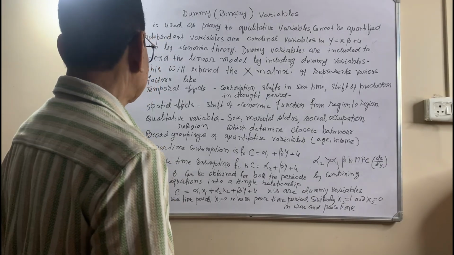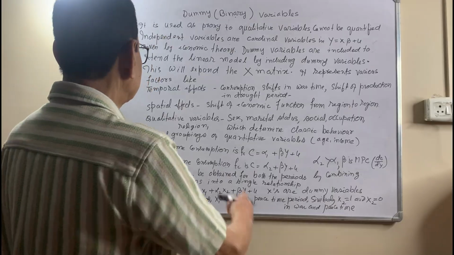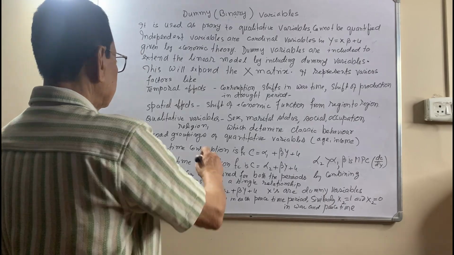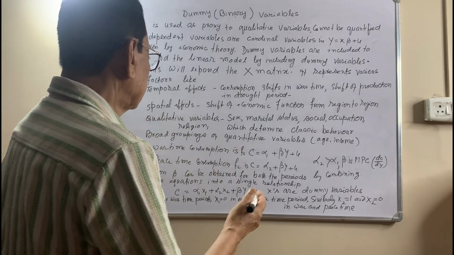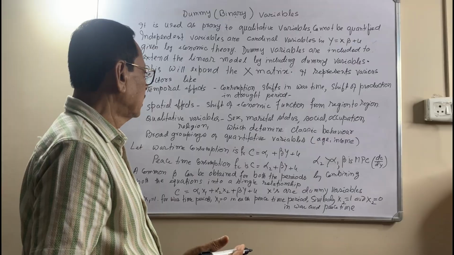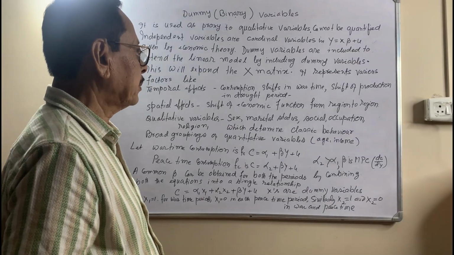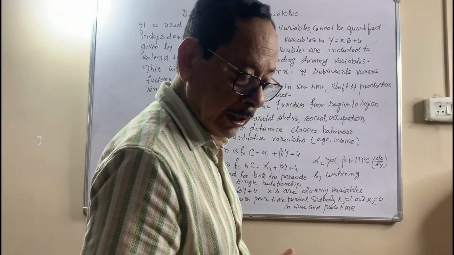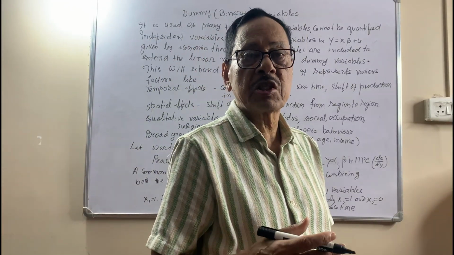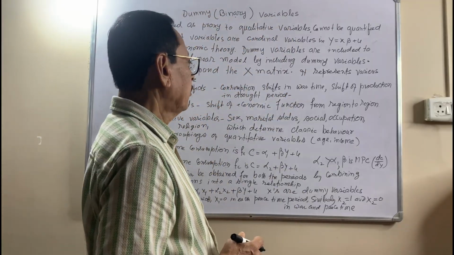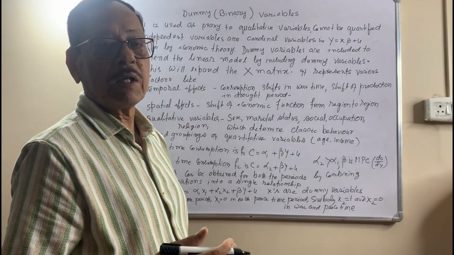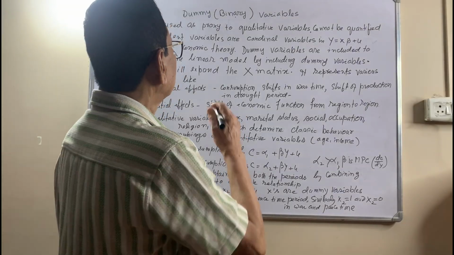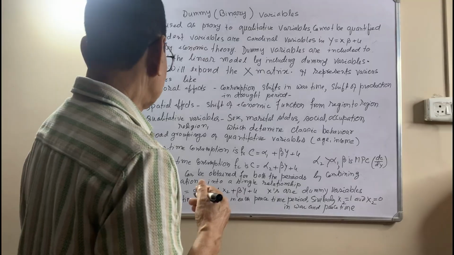Then spatial effects. So first one is the temporal effects, and second is spatial effects, effects in space. This is a shift in economic function from region to region. So we cannot expect that the economic function is the same in all the regions, but there are changes from one region to another. So these changes can be examined by using dummy variables.